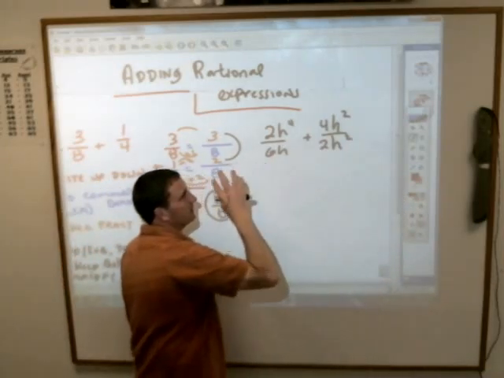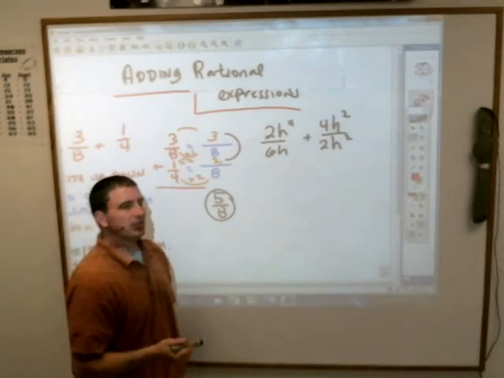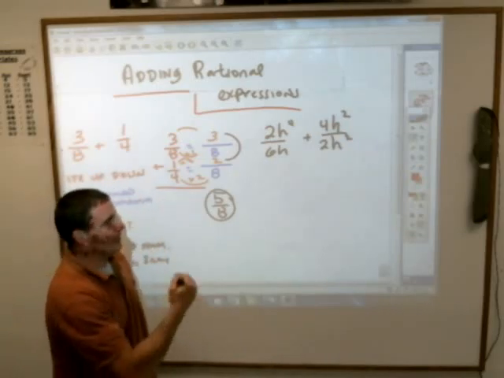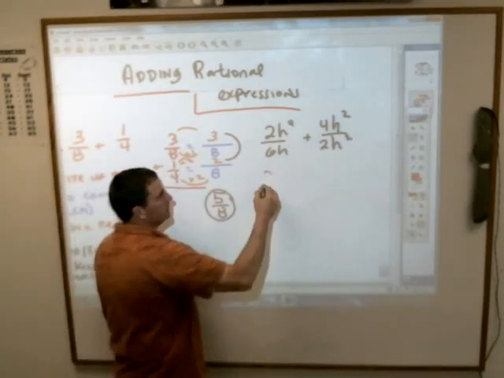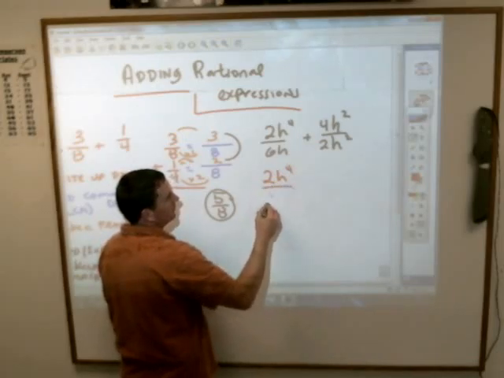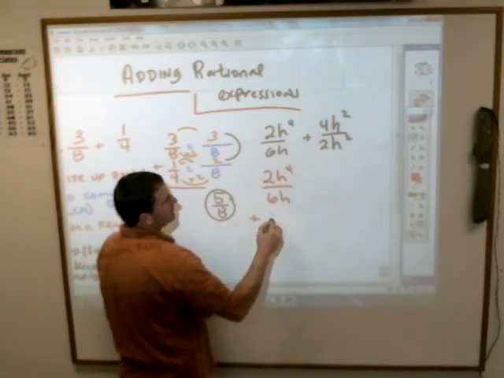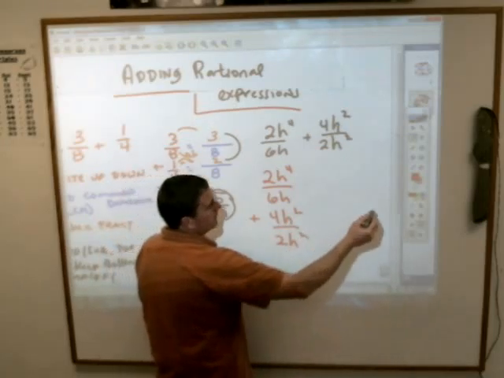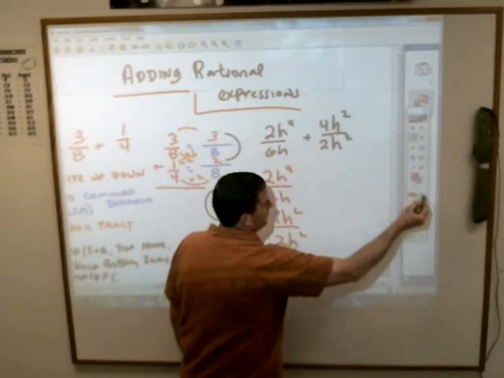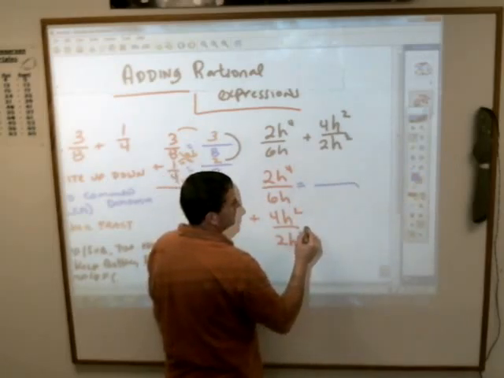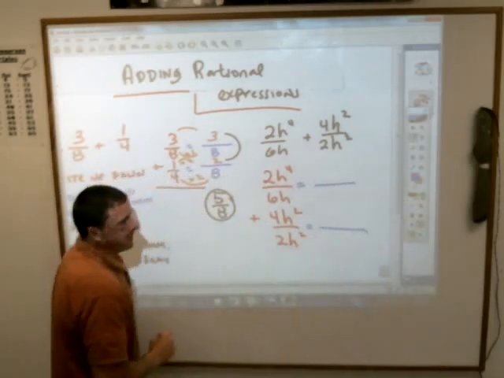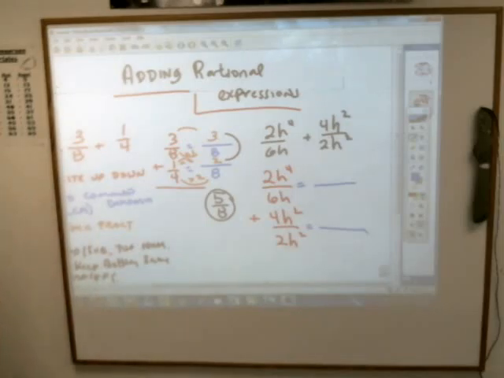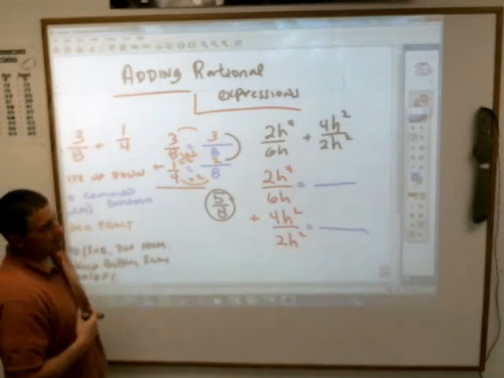We need to add these together, and you can't add them together because they don't have like denominators. So you just can't put them together as they are. You need to do this: h to the 4th over 6h plus 4h squared over 2h squared. Write it up and down, first step. Your second step, you need to find common denominators, or the least common multiple of the bottoms.